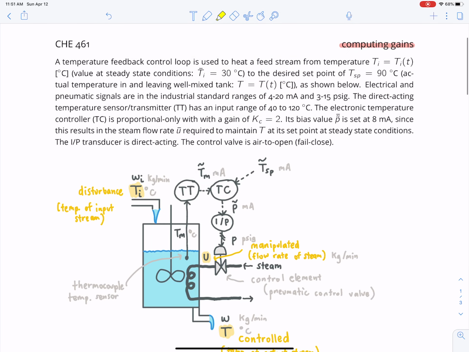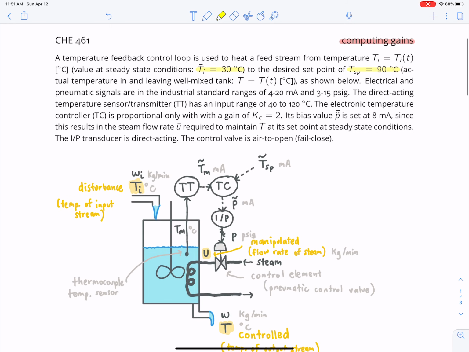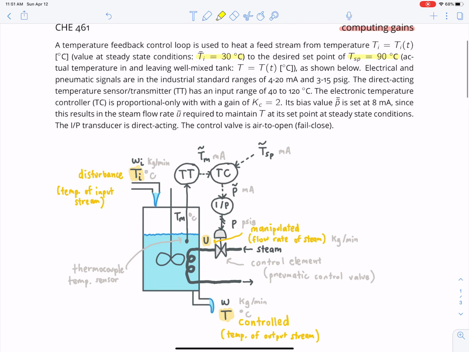So a few other things to note. Here I'm giving you actual values. So one is the value for the input temperature at steady state conditions, and it's 30 degrees C. So I decorated it with a bar because it's steady state. And I also gave you an actual value for the set point of the temperature of the liquid coming out of the tank. That's 90 degrees C. The electrical and pneumatic signals, we're going to take them as the industry standard. So 4 to 20 milliamp, 3 to 15 psi.